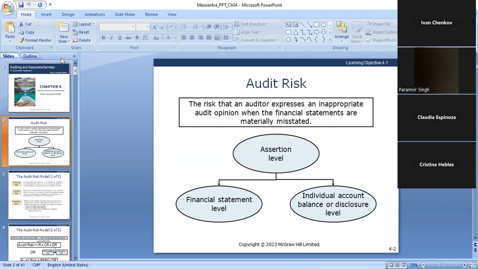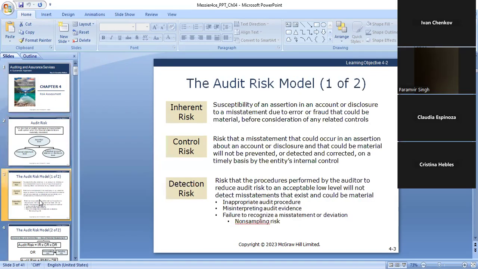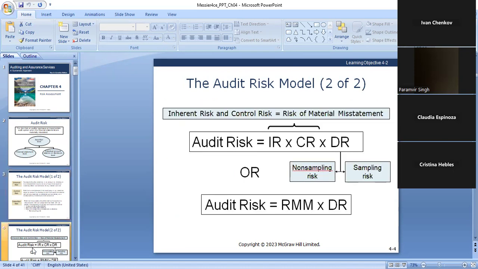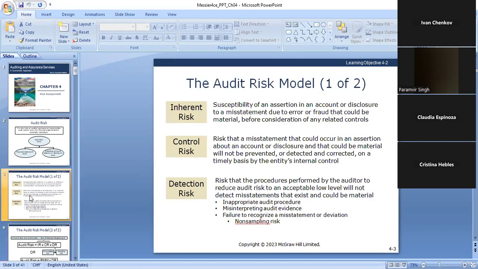So now let's see how we can mitigate that risk. Now we're going to the risk model. What affects the audit risk? Audit risk, so watch this, is equal to this risk times this risk times this risk. So now let's see which are those risks.